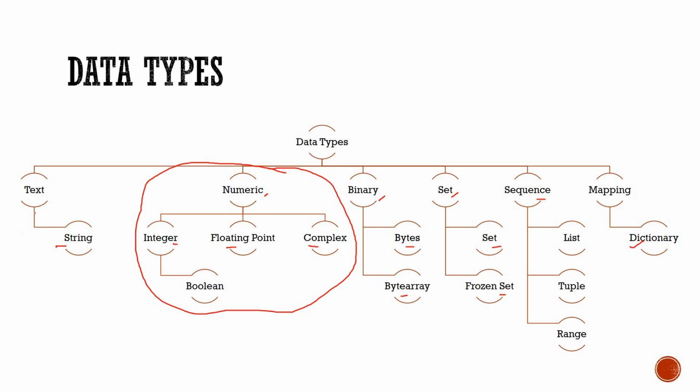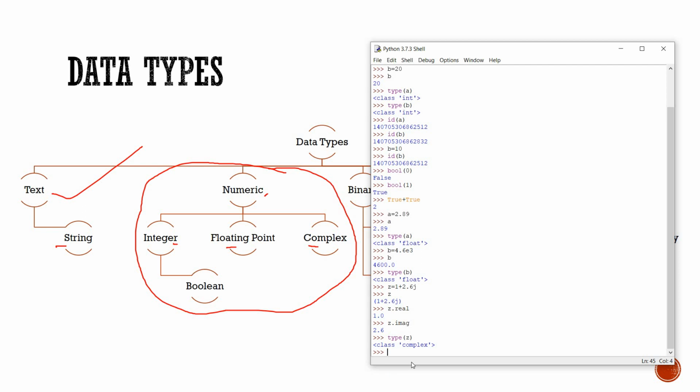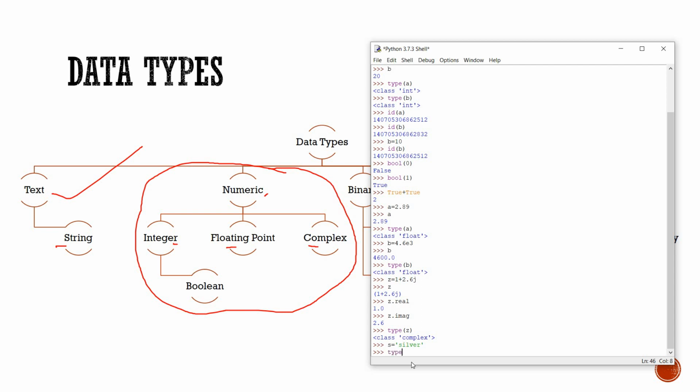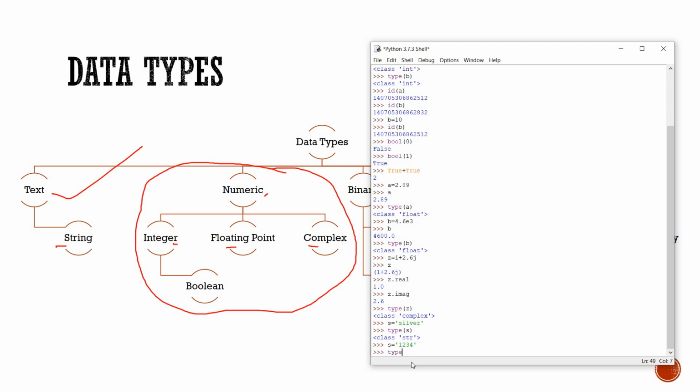Now we are going to work on text. Here I am giving a value as a string. Suppose I am writing S is equal to silver. If I want to check what type of value S is, you can write type S, so it belongs to class string. Now is it necessary to give only letters in a string? No, it's not necessary. Here you can check, if I'm writing 1, 2, 3, 4, these are numeric values, but I'm giving them in a string. So now if I want to check the type of S, what type of object is this?